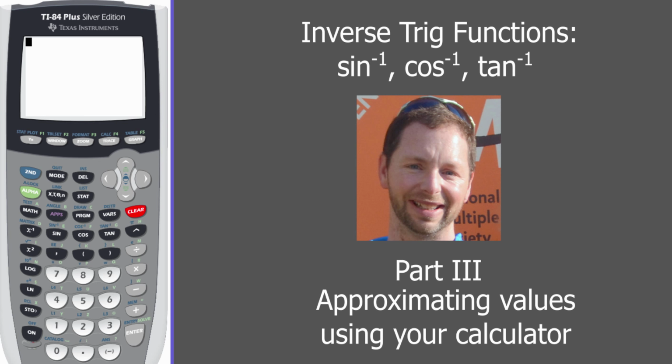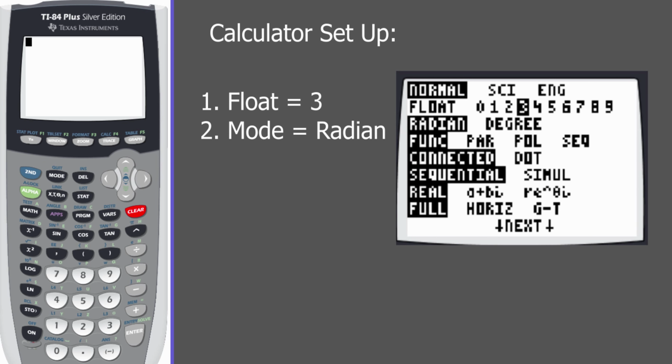Now, to get your calculator set up, you're going to need to change two things. First of all, I want you to change that float in that row. Change that to 3 because we're going to be rounding our answers to 3 decimal places. So that's what that piece means. The other thing is make sure your calculator is set in the correct mode, and that mode is radian. So once you've got those two things set up, then you're ready to play along.